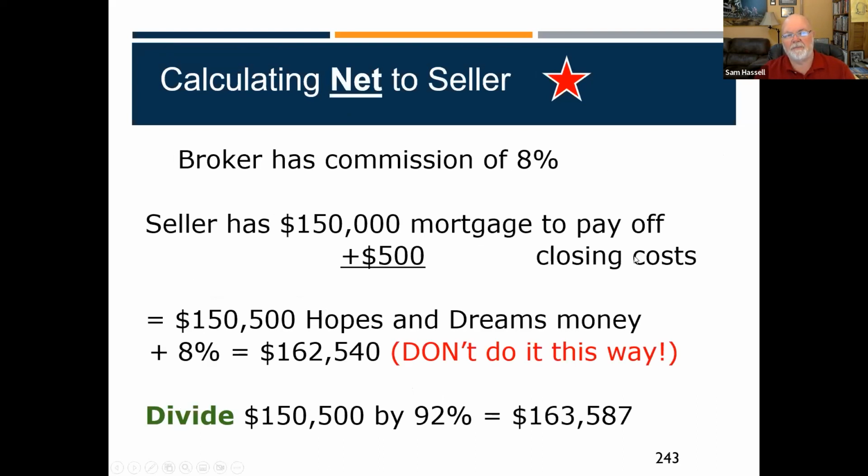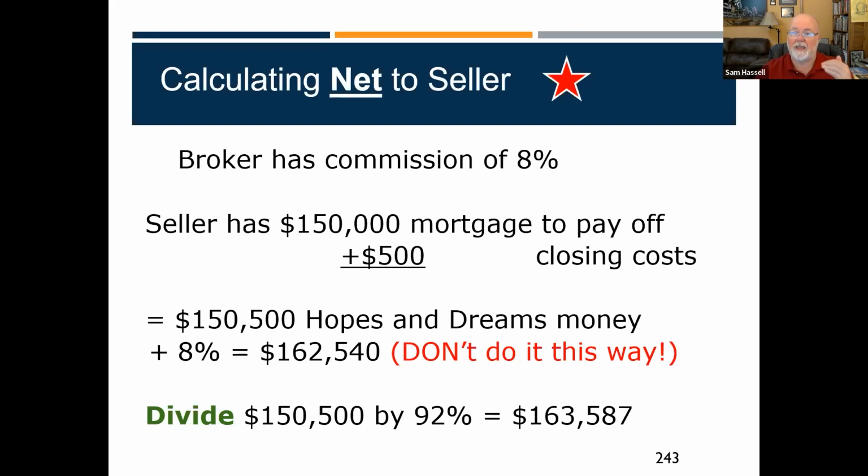Now, we already did a little bit of net to seller, but let's go through it again just for your own sake. The broker has a commission of 8%. The seller has a $150,000 mortgage to pay off and $500 in closing costs. So he's got to clear $150,500, what they call hopes and dreams money, but that's going to be his expenses. If you add 8% to that, it is not going to work. We showed you that, right? Doesn't work. So you have to divide that $150,500 by 92%.